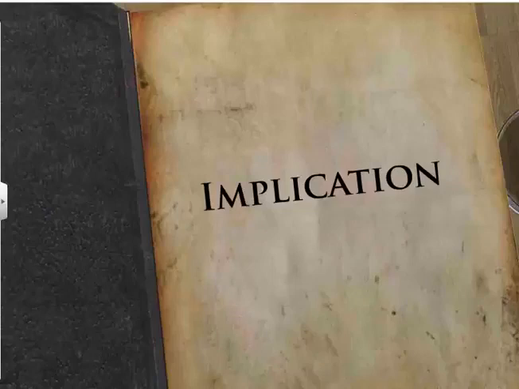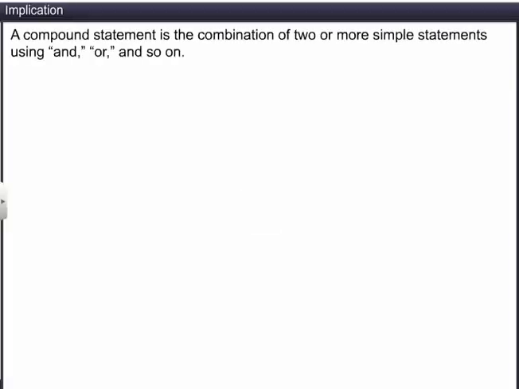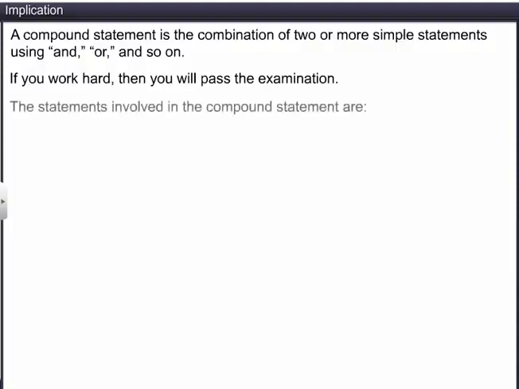In this module, you will learn to determine the truth value of implication or conditional statements. We know that a compound statement is the combination of two or more simple statements using AND, OR, and so on. Let's consider another type of compound statement. If you work hard, then you will pass the examination. This statement involves two statements: you work hard, you will pass the examination.